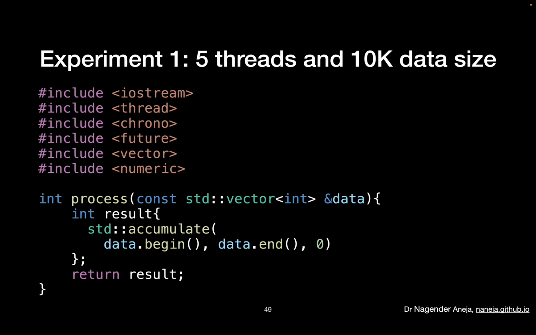Okay, so let's say experiment one. We have 5 threads and 10,000 data size. We have 10,000 numbers, and the numbers are not 1, 2, 3, 10. All are 1, for simplicity. And we know the sum will always be 10,000.